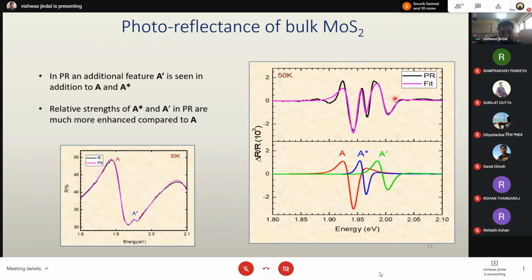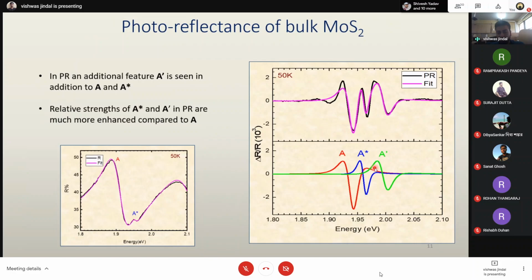Like I told you, PR has a derivative nature. So you take those derivatives of the Lorentz oscillator model. You assume that the laser is changing the energy a little bit, or is changing the broadening parameter, and you can simulate these features. Now you need at least three such features in order to simulate this data. So that is why in PR we are seeing three features instead of the two in R.